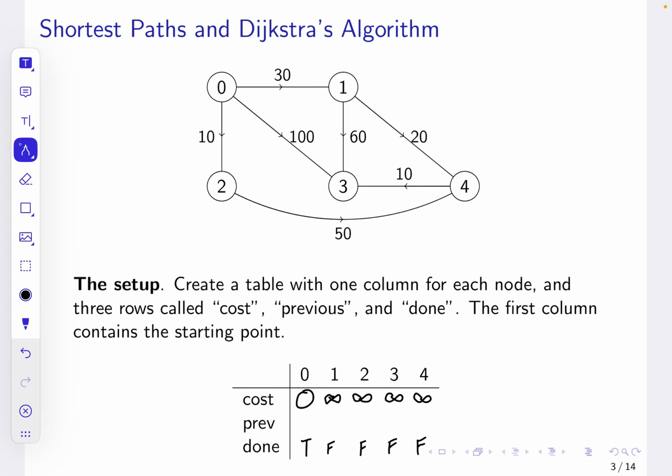So for our example, again, you've got edges to 1, 2, and 3, and we're going to update those. So to 1, we see there's an edge with weight 30, and adding that to the cost to node 0, we still end up with 30. Is 30 less than infinity? Sure is. So we update this accordingly. We do the same thing with the other two edges that we found.